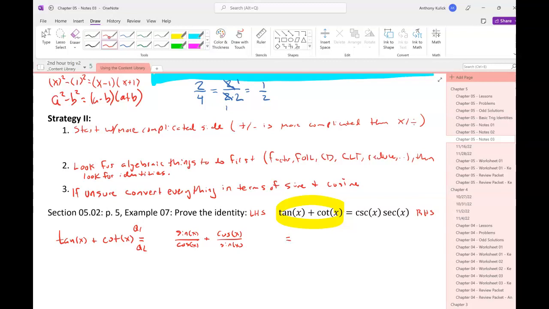Well, now I have two fractions that are being added together, correct? In order to add two fractions, what do I have to have? Common denominator. Excellent. So what would the common denominator be between sine x over cosine x plus cosine x over sine x?